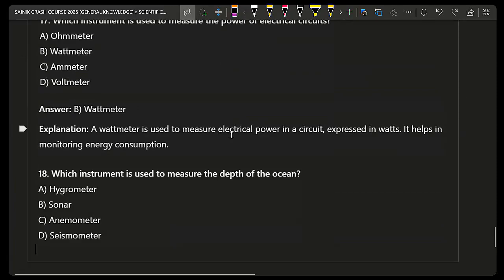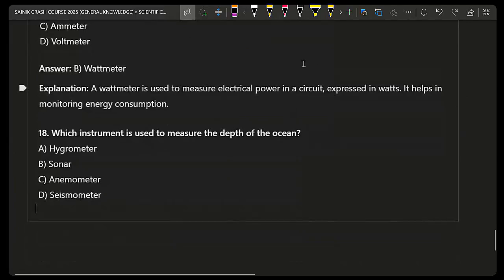You might be knowing this. Let's see how many of you know this. Which instrument is used to measure the depth of the ocean? Hygrometer, sonar, anemometer, seismometer.